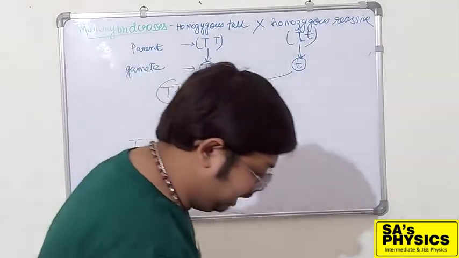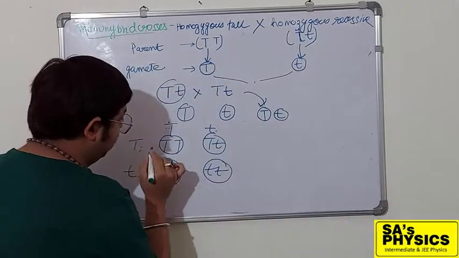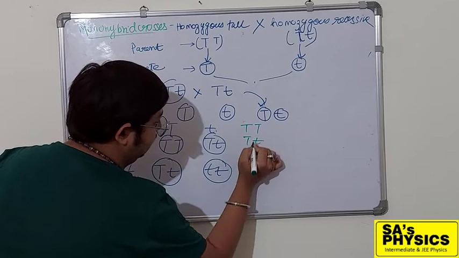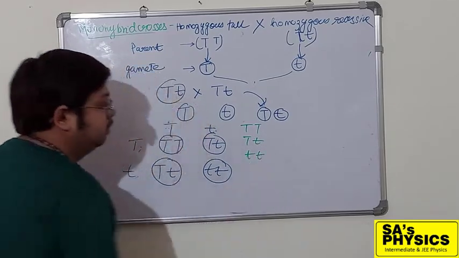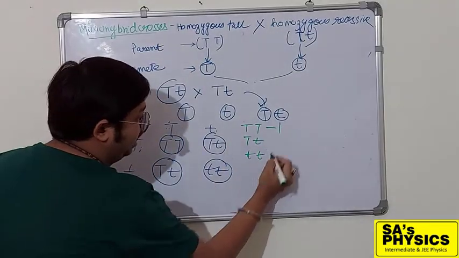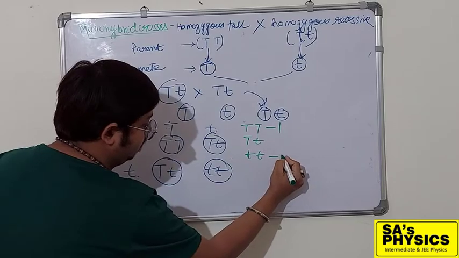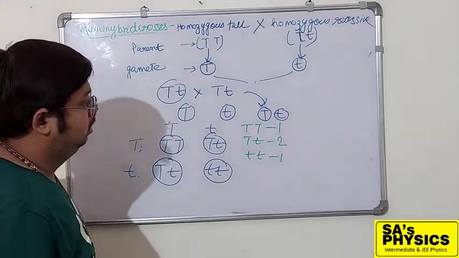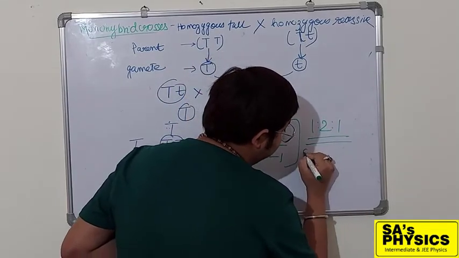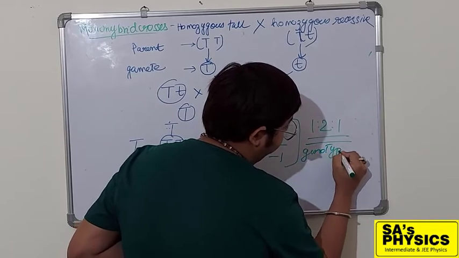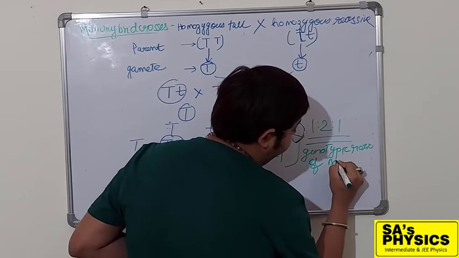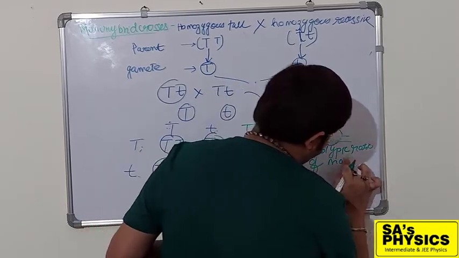And we'll see what are the various genotypes. So what are the various genotypes? TT is there, Tt is there, tt is there. These are the 3 types of genotypes. Right? What are the counts? This is 1, this is 2, and this is 1. We have arrived at 1:2:1 as the ratio, and this is the genotypic ratio. Genotypic ratio of monohybrid cross. It's a very important question again.